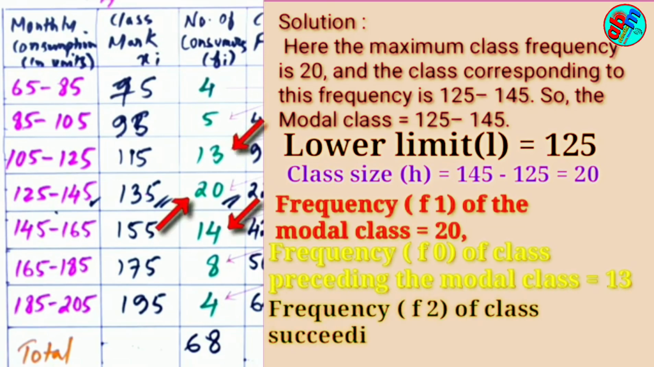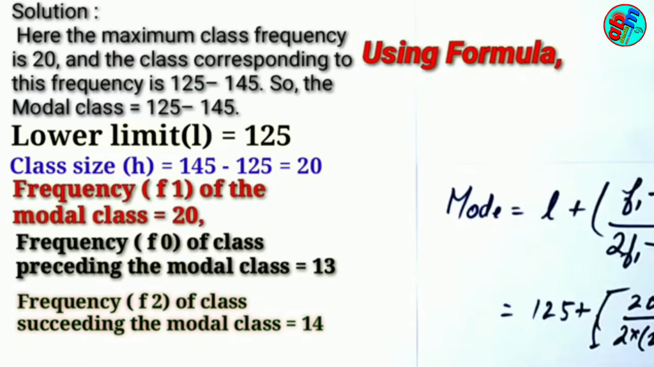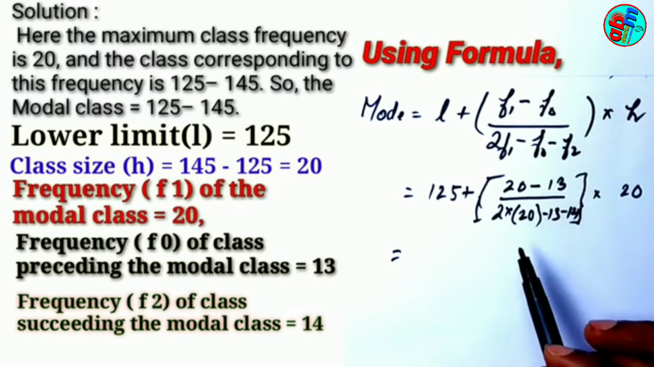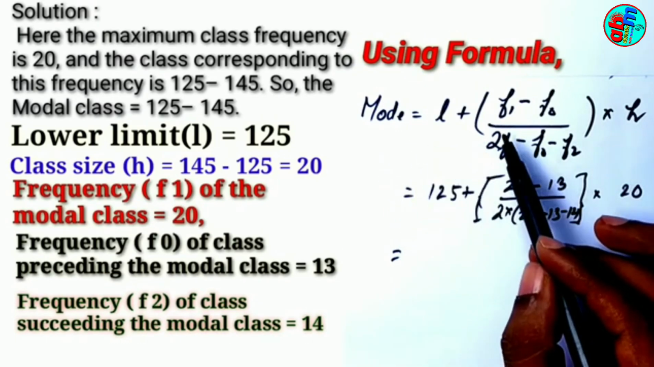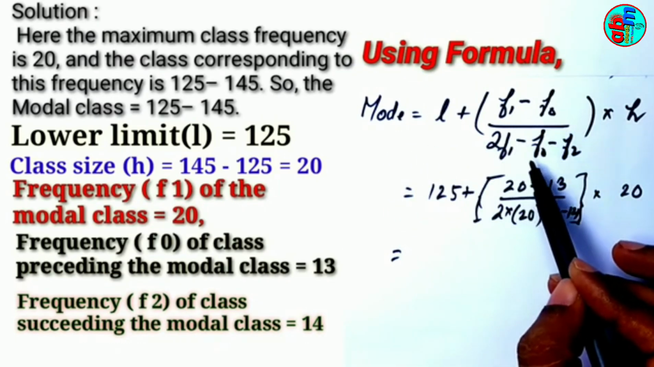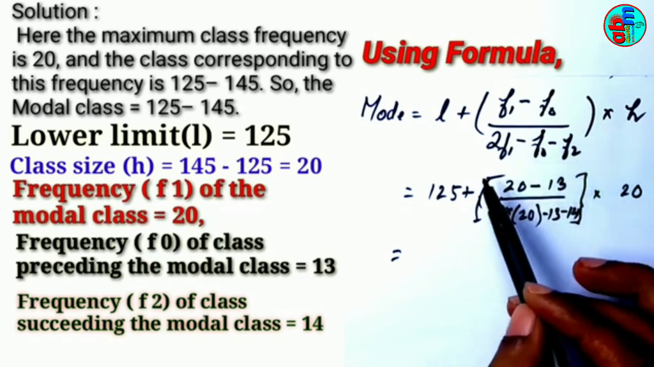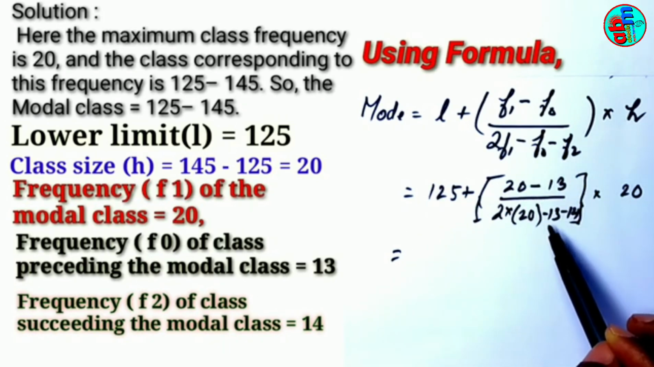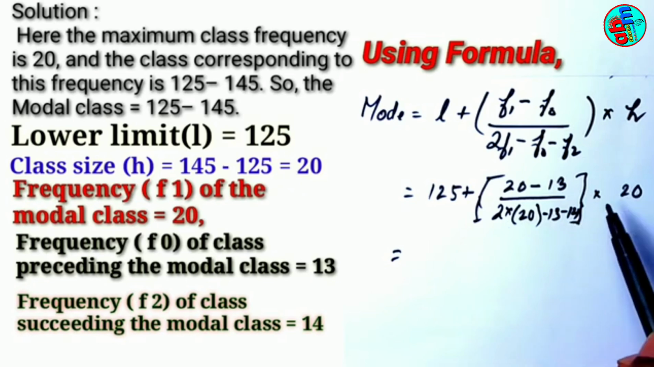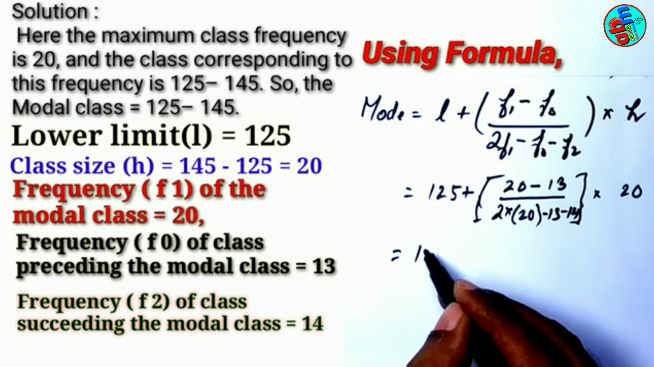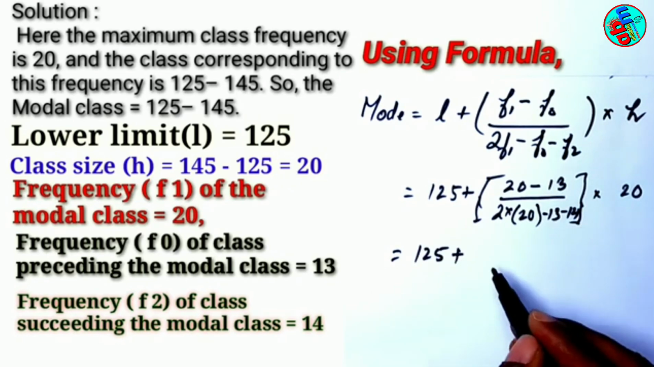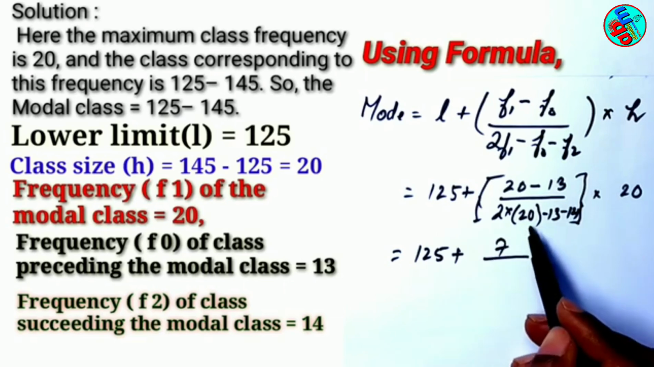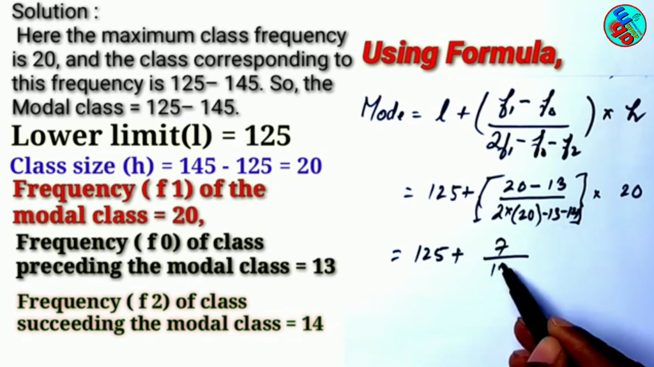So let us calculate the mode using the formula. Here we have substituted the values in the formula: mode equal to l plus f1 minus f0 divided by 2f1 minus f0 minus f2 into h. So l is 125, 20 minus 13 divided by 40 minus 13 minus 14, into 20. So let's calculate this. 125 plus 7 divided by 40 minus 27, 13.